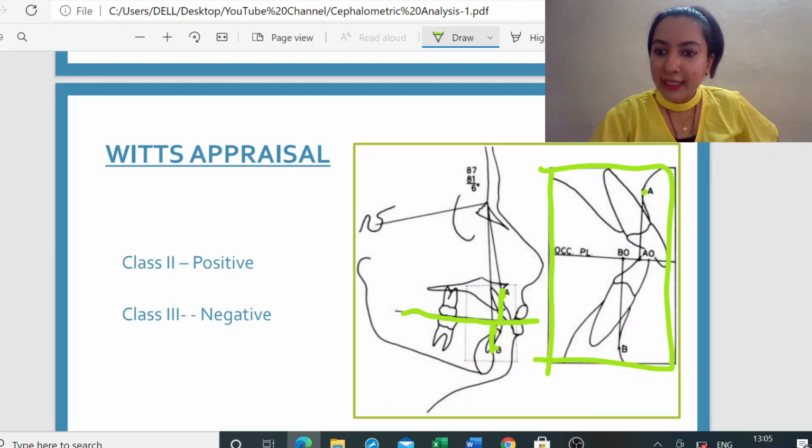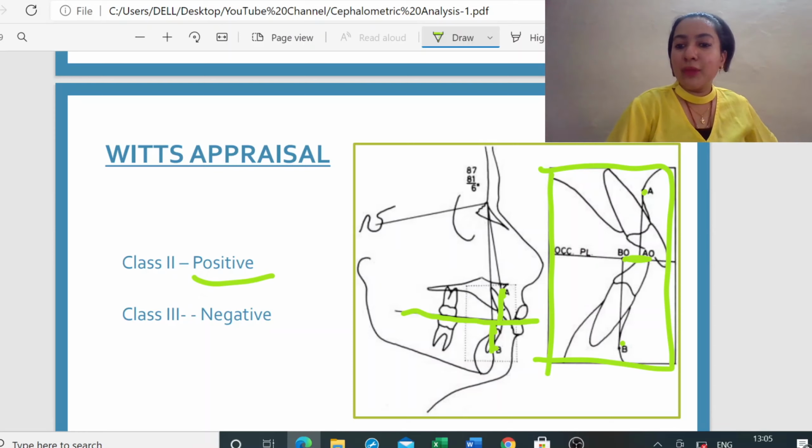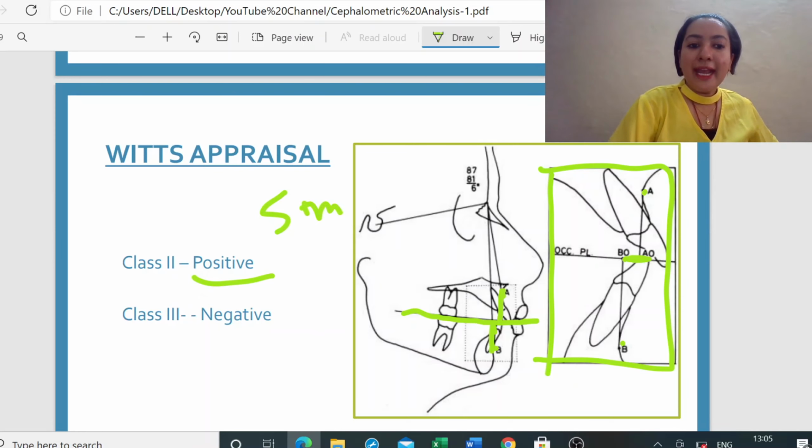So from point A, a perpendicular is drawn. It becomes AO. Then from point B, a perpendicular is dropped to the occlusal plane. That is why it is known as BO. Now this horizontal distance between AO and BO is your width appraisal. If my AO to BO horizontal distance is positive when I measure, and if I get 5 millimeters, that is, if it is positive, it means it is a case of class 2.